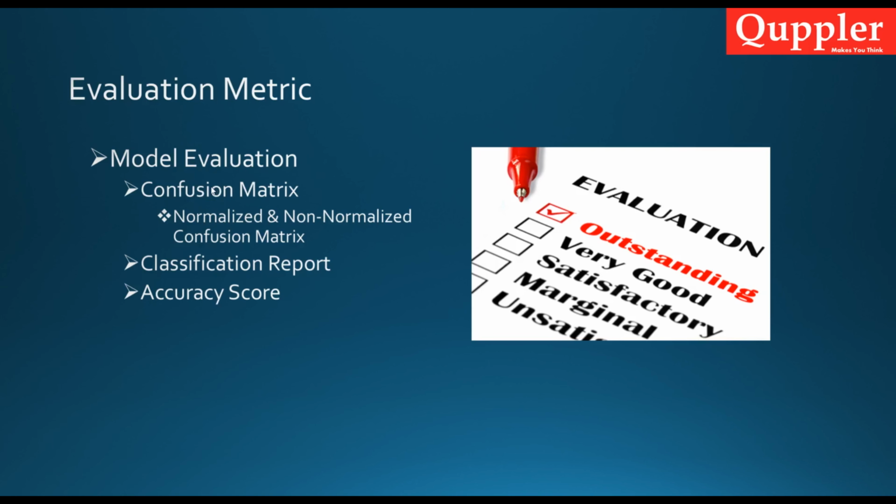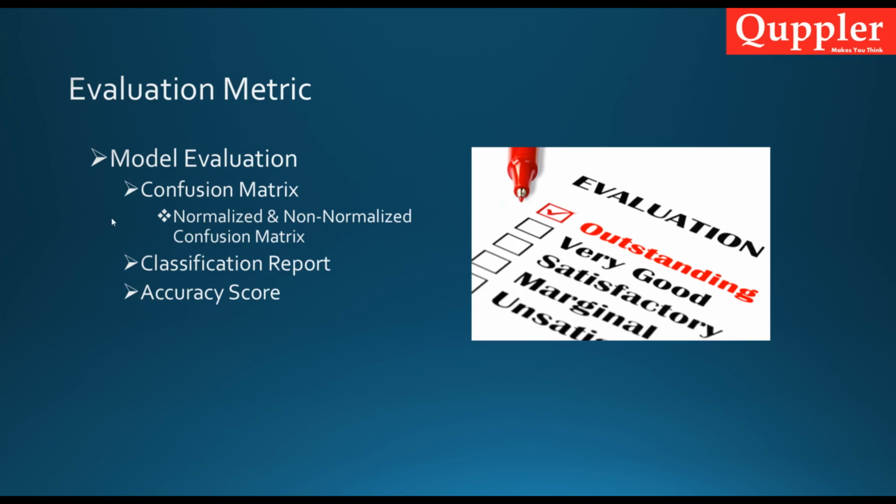So first we're going to see what a confusion matrix is and what the different types of confusion matrix terms are. Once we understand that, then in the actual live coding session, we will see how we can generate the classification report and the accuracy score.